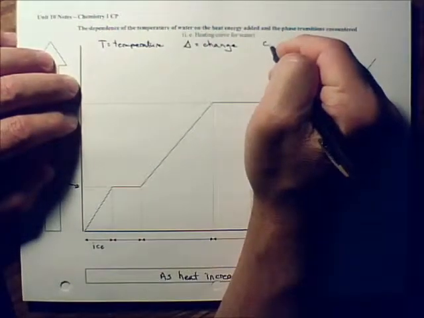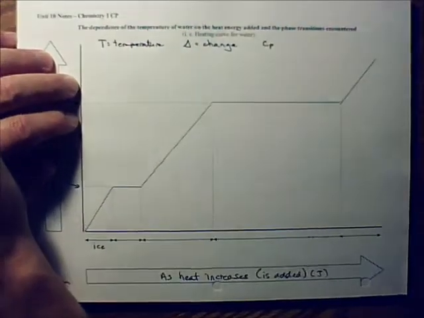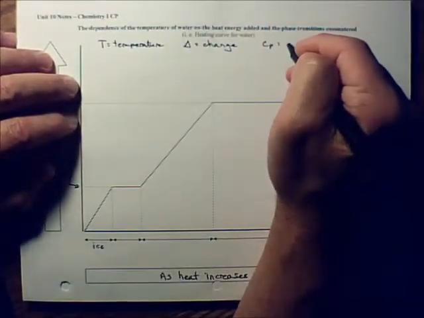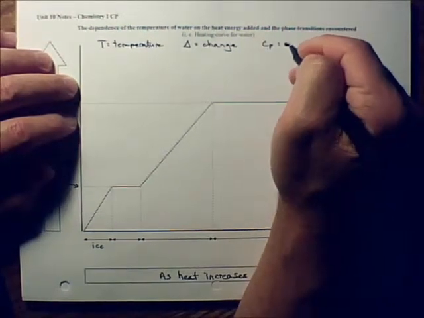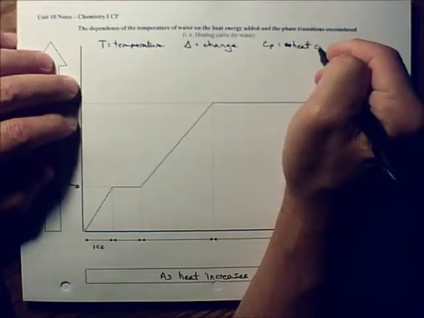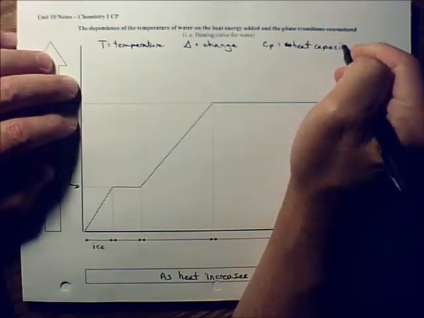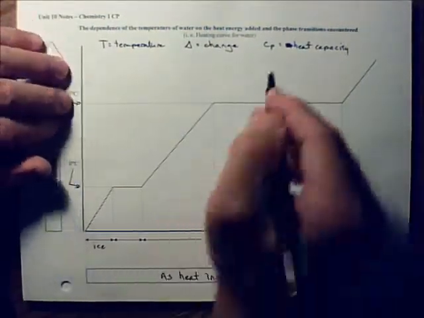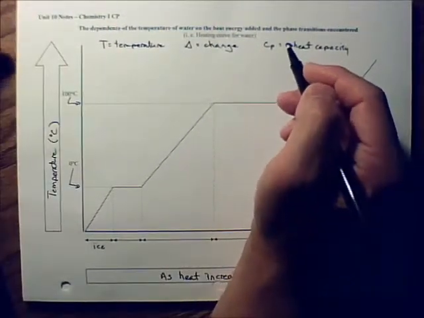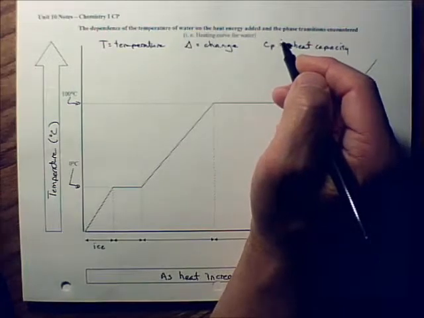And then we've got C subscript P, capital C subscript P. And that stands for what's called the specific heat or heat capacity. Let's call it heat capacity of a substance. Now it's really important you understand that every substance has a different heat capacity.